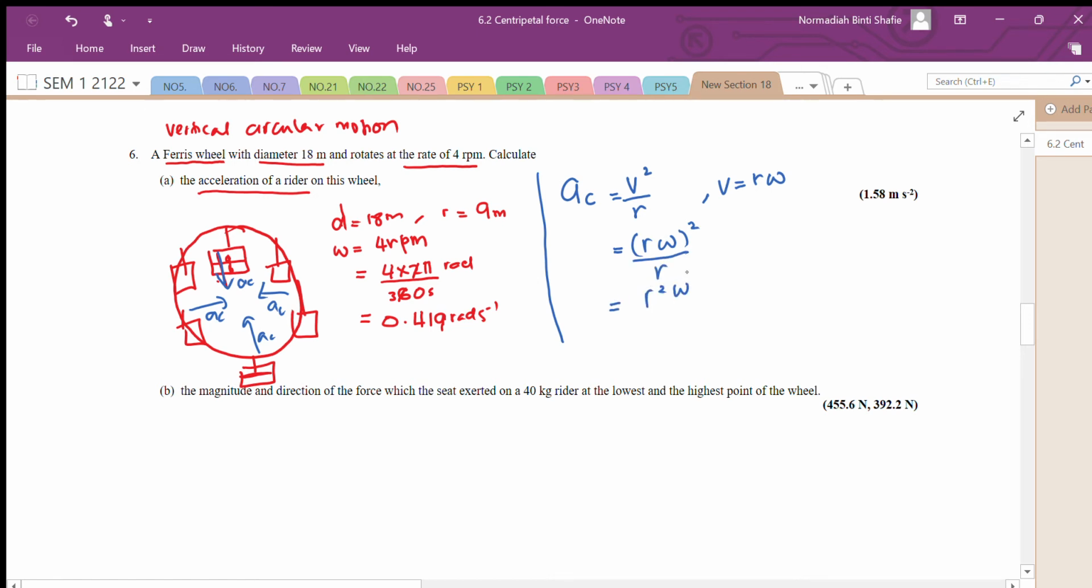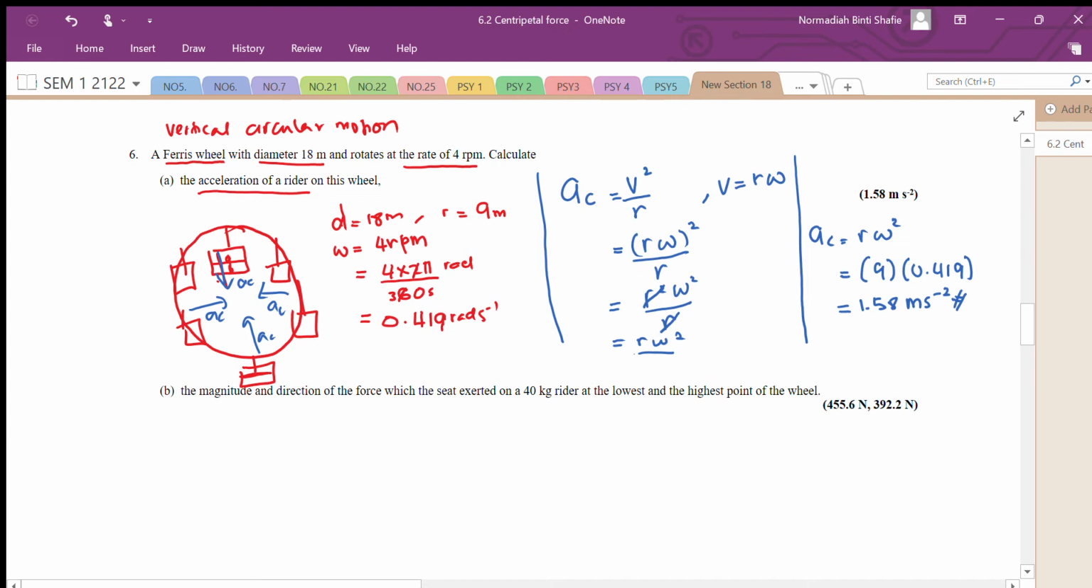So apa yang kita dapat di sini? R square omega square over R. So R kita boleh potong satu, maka yang tinggal adalah R omega square. And then what we need to do is kita substitute. AC equals to R omega square. R kita boleh dapat daripada half of diameter, which is 9 meter, and omega equals to 0.419 radian per second. And at the end, kita dapatlah centripetal acceleration, which is equals to 1.58 meter per second square. Senang sahaja kan yang ini.